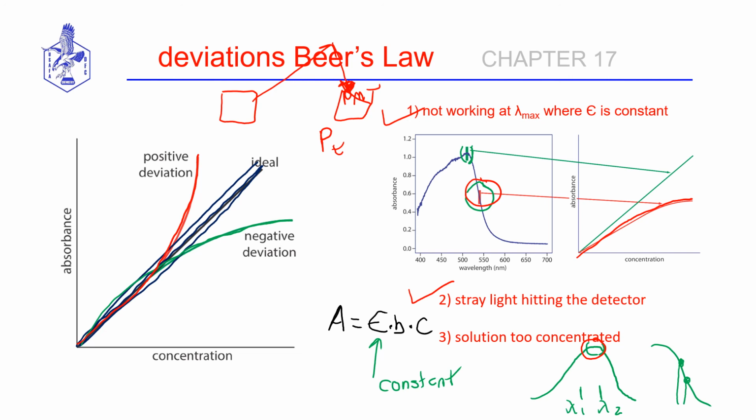And the final one is if you are working with a solution that's too concentrated. Remember your sample cell, and you've got molecules at a certain concentration. And so we want the absorption to be proportional to however many molecules are present. But if too many of these molecules are crammed in here, not all of them have the same opportunity to absorb a photon, and so you would get bending over of the Beer's law curve if your solution was too concentrated.